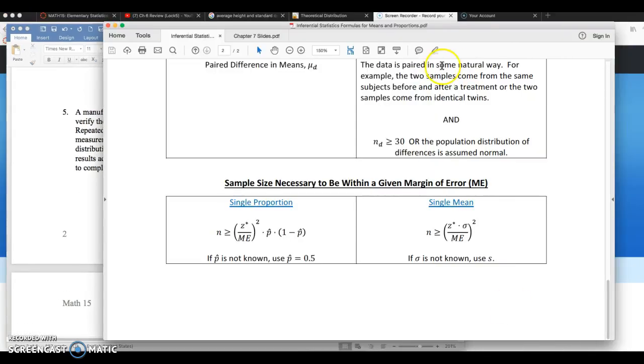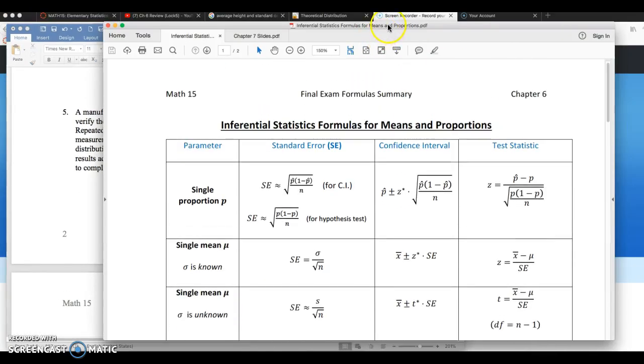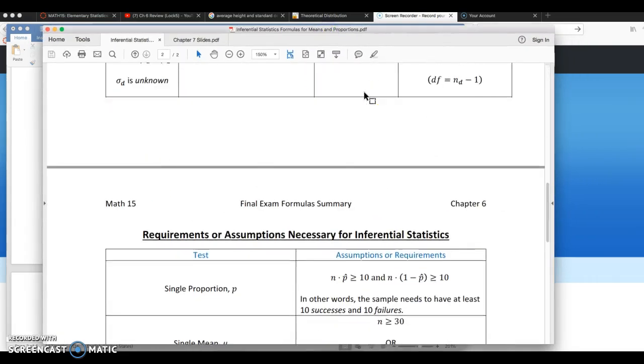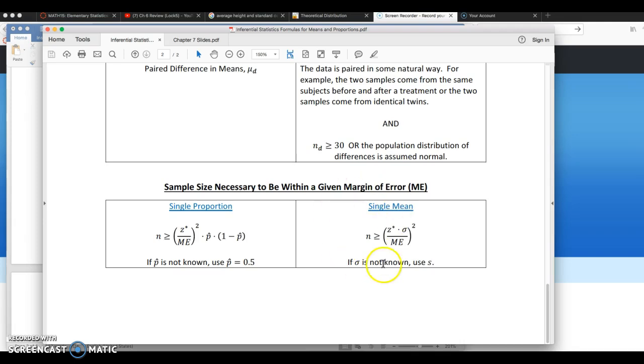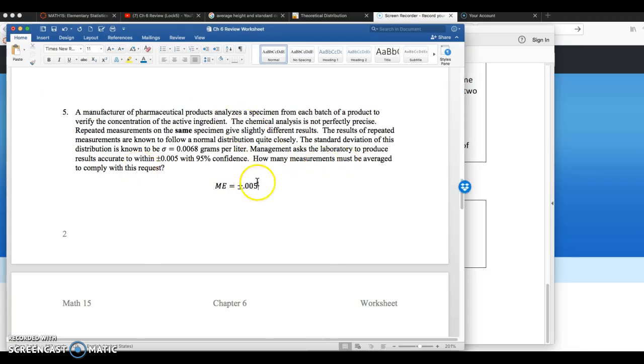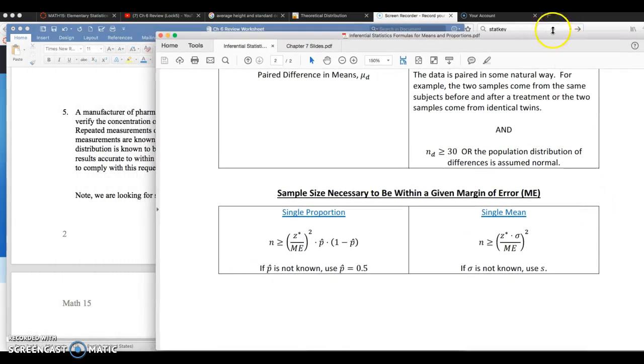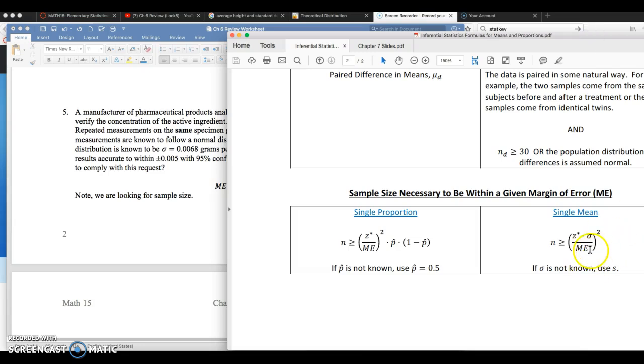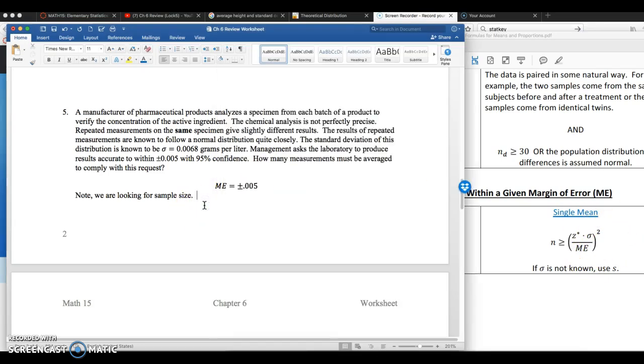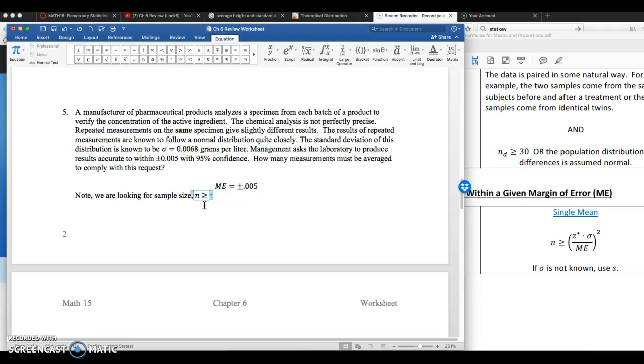So I'm going to look at the formula worksheet, and I was on the second page. It tells us for sample size, because notice that we're looking for how many measurements, how many samples must be averaged. So now we are looking for sample size. And the formula for that is n has to be at least z star times sigma, all divided by the margin of error, squared.